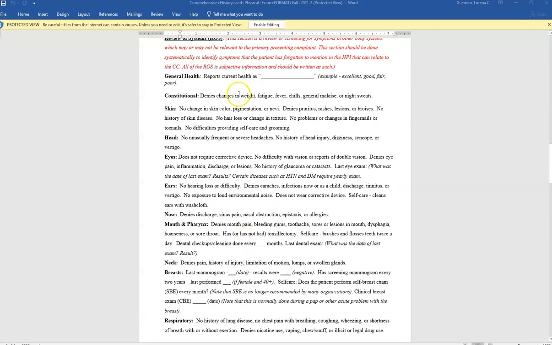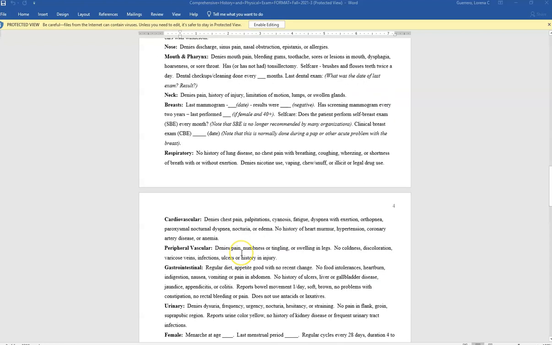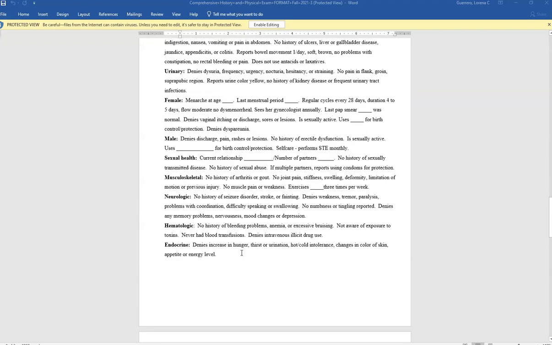Okay. And again, just like the within normal limits document that we just went over for nursing, just keep in mind that this is written from the patient's perspective. It's all subjective information, and it should be written like the patient is saying, no, I haven't had this, or I'm denying that I have any of these symptoms. Okay, that's all you need to know for that. This is for you to look at.